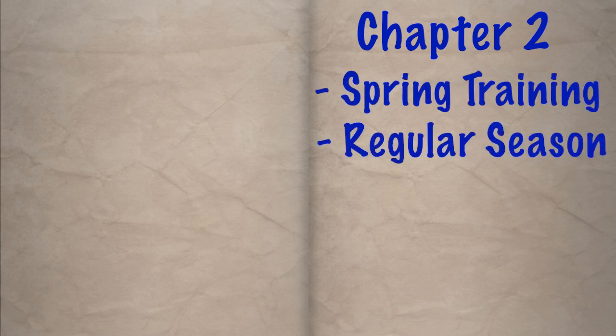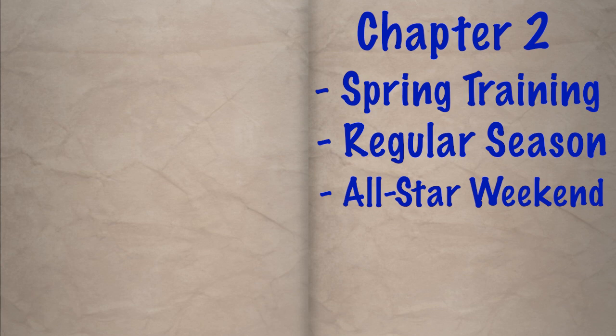Then in chapter 2, we talked about the MLB schedule. We talked about what spring training is. We talked about how the regular season games are divided. And we talked about All Star Weekend and what that is. And then we also talked about the postseason and how exactly that works.